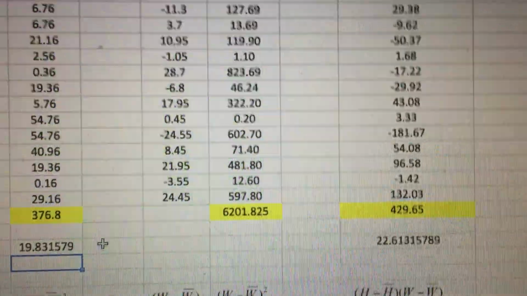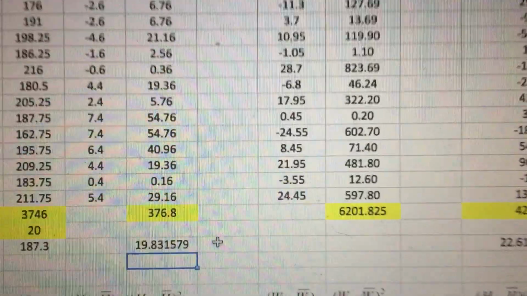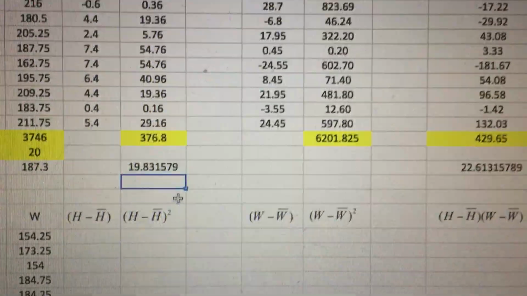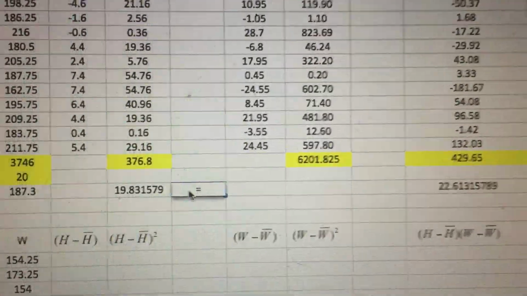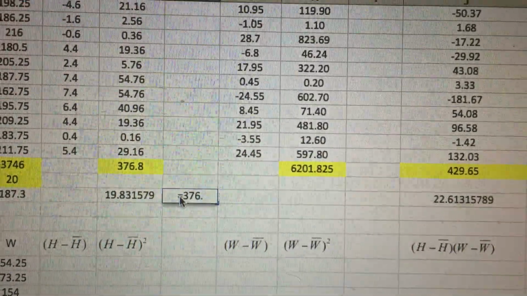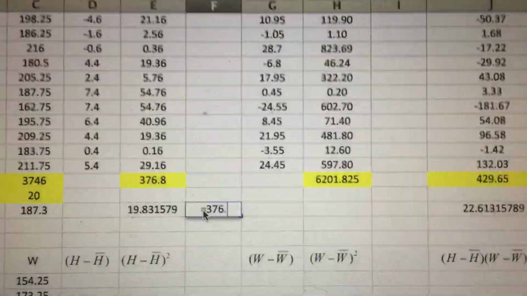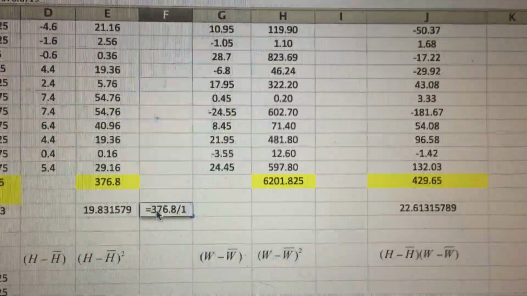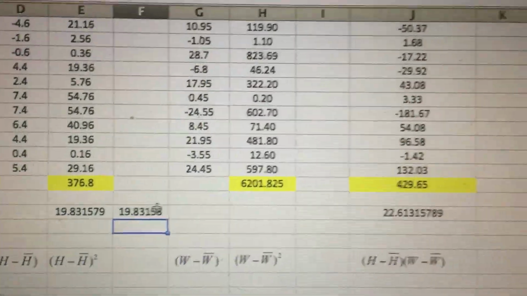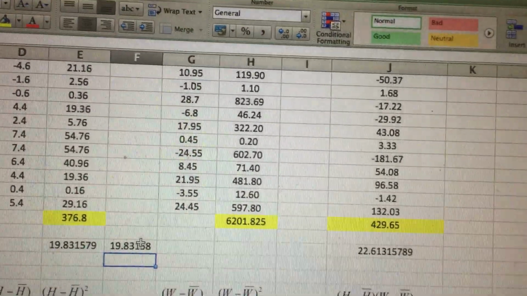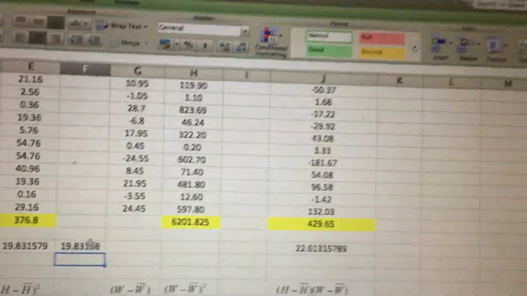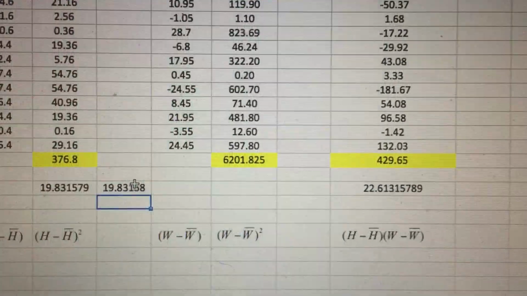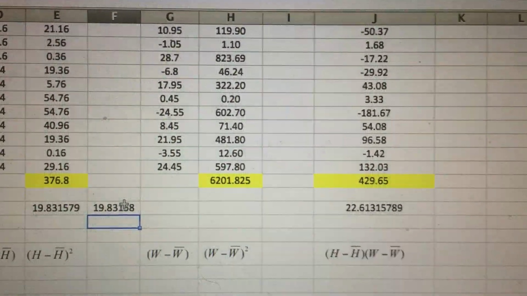Is that right? Let me try that again, because I had a different answer last time, but I think I might have picked the wrong number. 376.8 divided by 19. Nope, that's right. Okay, so we're going to take that number. I don't know what I did the last time, but I did something wrong. We're going to take that number, 19.8315.